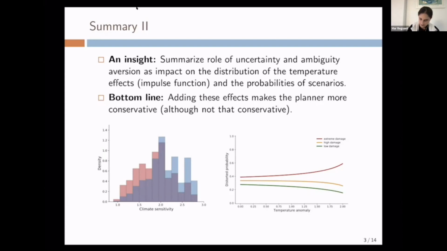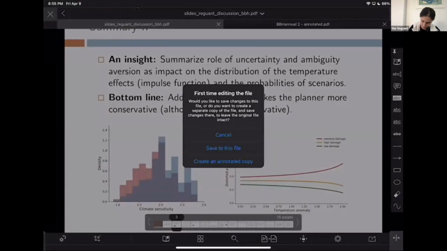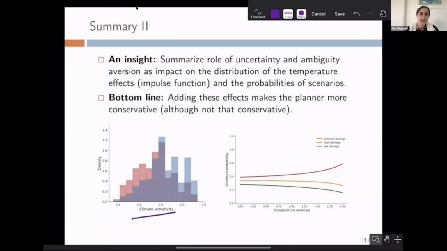So as you can see here, on the left, I have the climate sensitivity, and they are telling me the red distribution is the true distribution. Someone who's more ambiguity averse will respond more as if the blue distribution were the true one, understanding that it is not. Similarly here, we have these probabilities. They should be weighted 1/3 each, but someone who's more ambiguity averse, someone who takes into account all these different processes that they put into the continuous time model, should actually end up placing more weight on the extreme damages.